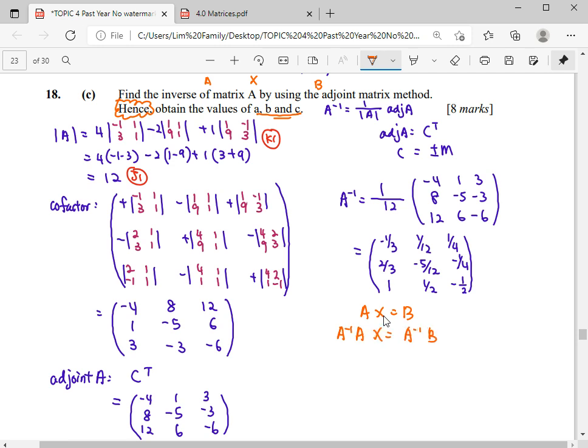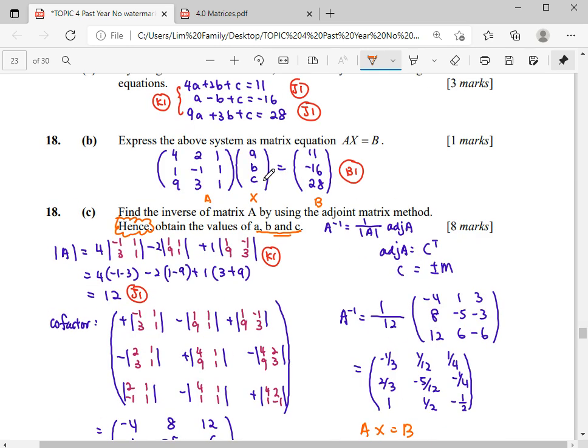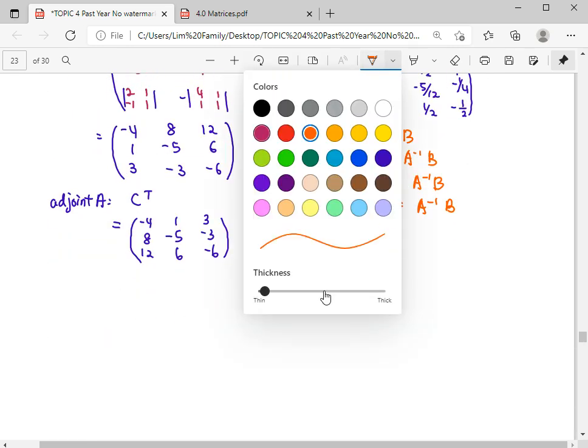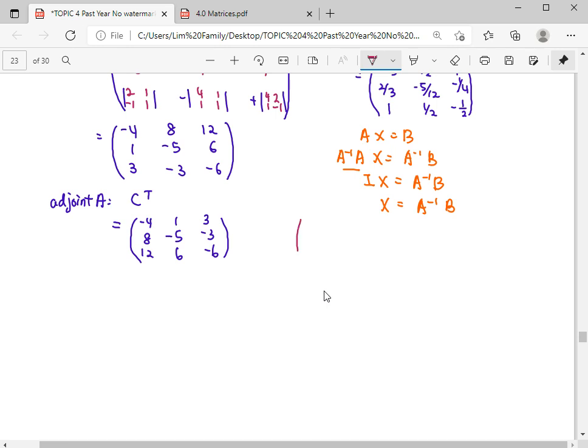When we multiply A inverse in front, A inverse with A gives identity. Then identity times the unknown matrix gives the unknown matrix. That's why the unknown matrix is equal to A inverse times matrix B. So we plug in our inverse matrix here, our unknown matrix here, and our matrix B in order to find out our unknown matrix. The unknown matrix here is A, B, C.